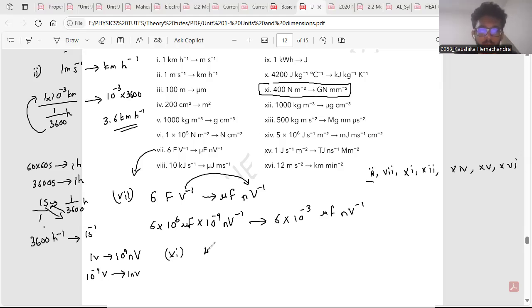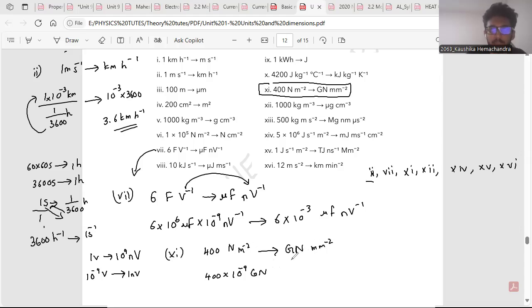So it's 400 newtons per square meter going into giganewtons per millimeter square. Newtons to giganewtons, a small number to a large number, so 1 newton will be a lesser number of giganewtons, right? 10 to the power minus 9. Meganewton is 10 to the power 6, then giganewton is 10 to the power minus 9.